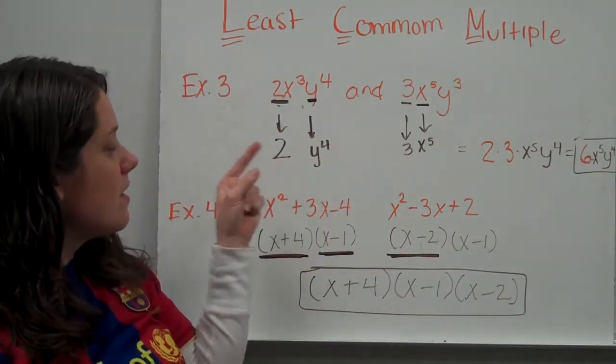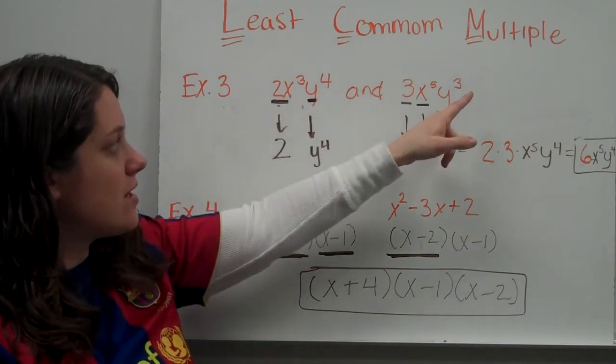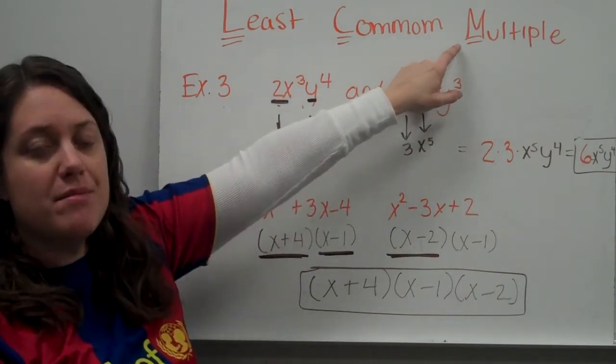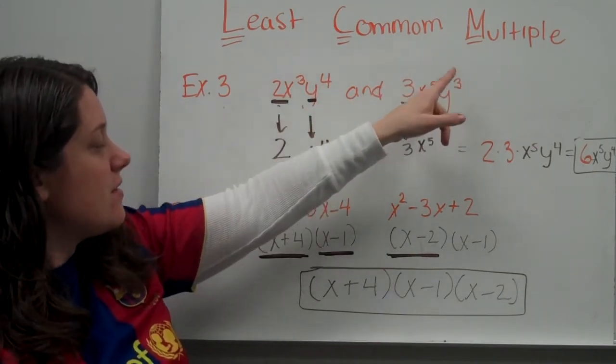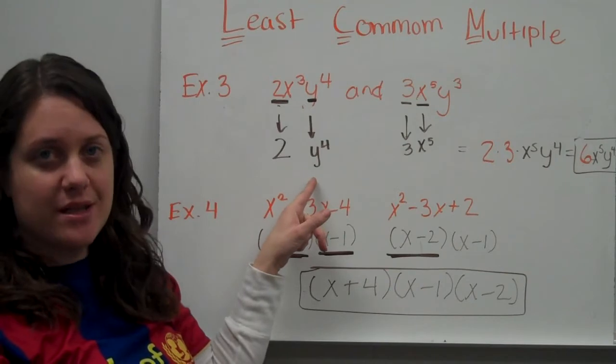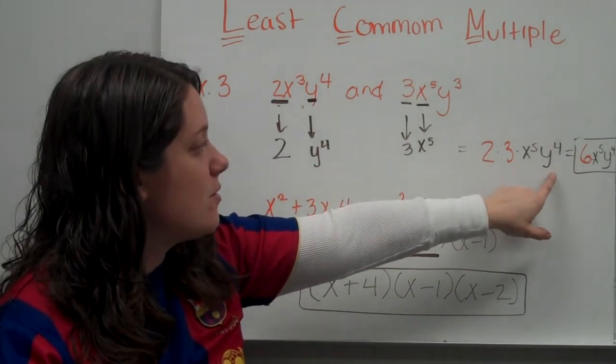Alright, now, on here I look and I have y to the 4th and I have y to the 3rd. So again, it's the least common multiple. So y to the 4th and y to the 3rd, the one I have to use is actually the bigger one. Okay, so I would have to use y to the 4th, so I will put y to the 4th here.